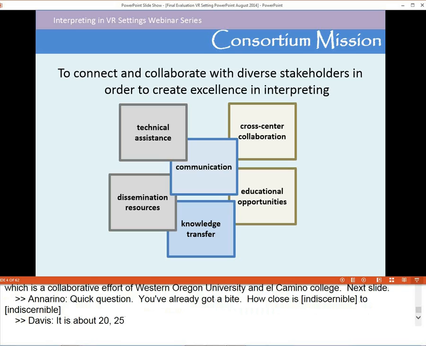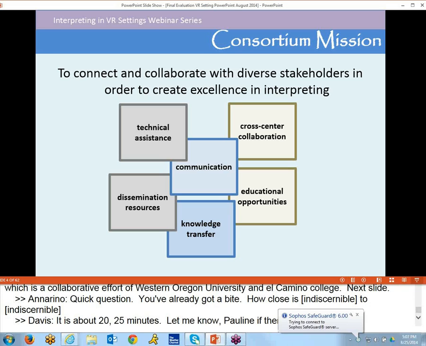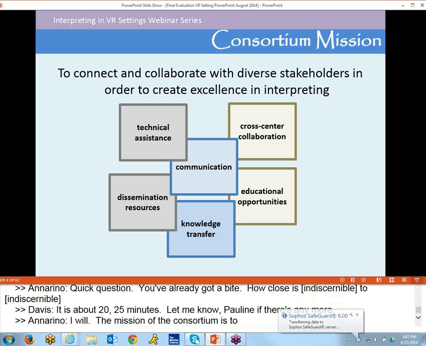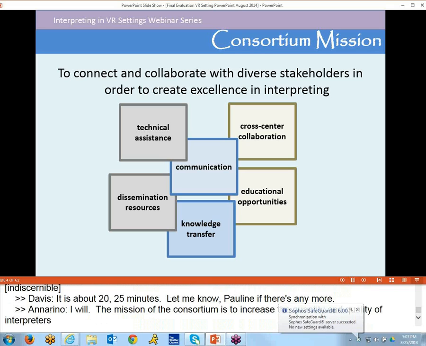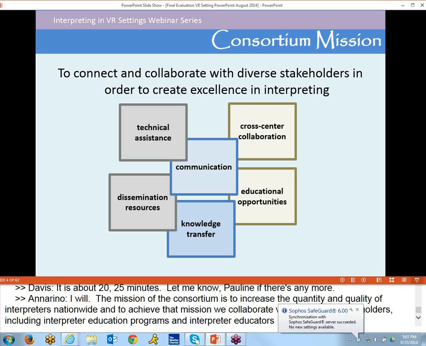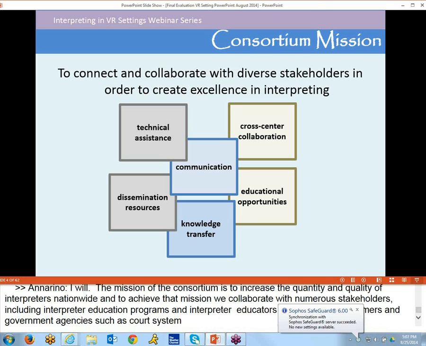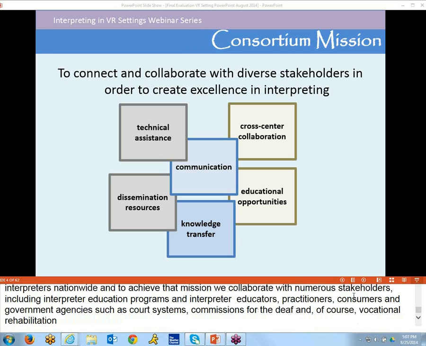The mission of the consortium is to increase the quantity and quality of interpreters nationwide, and to achieve that mission we collaborate with numerous stakeholders, including interpreter education programs and interpreter educators, practitioners, consumers, and government agencies such as court systems, commissions for the deaf, and of course vocational rehabilitation. We provide technical assistance, education programs, training resources, research, and other related activities.